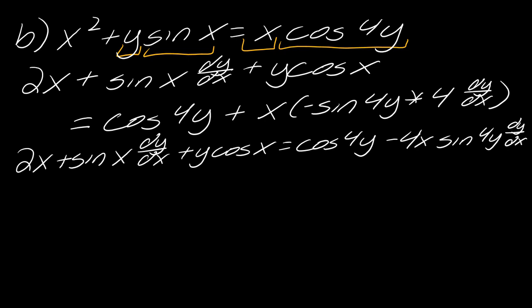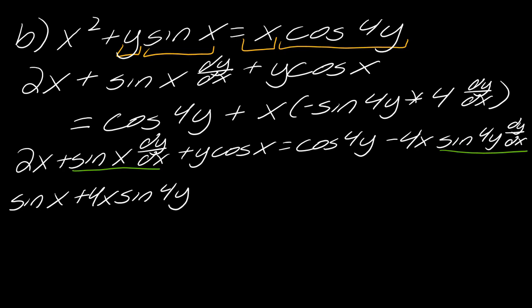Okay, so now my plan of attack is to bring these two things that have the dy dx on the same side, and everything else goes to the other side. So we're going to flip-flop things around here. So let's see, I've got sine of x plus 4x sine of 4y. So I'm going to write this with dy dx. These were the two things that had the dy dx, so I just went ahead and factored out the dy dx and put those two terms together.